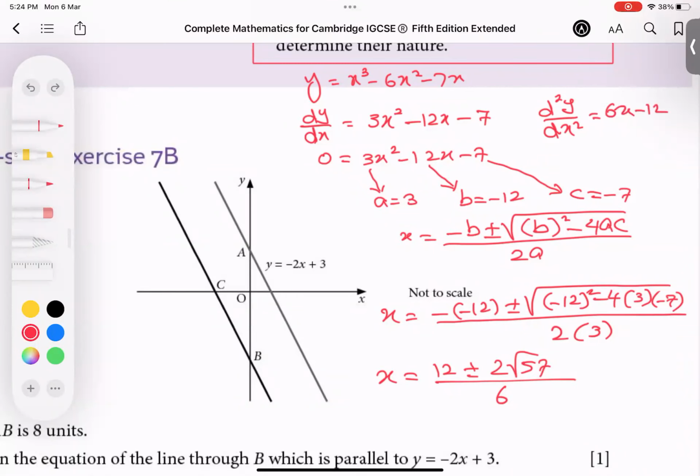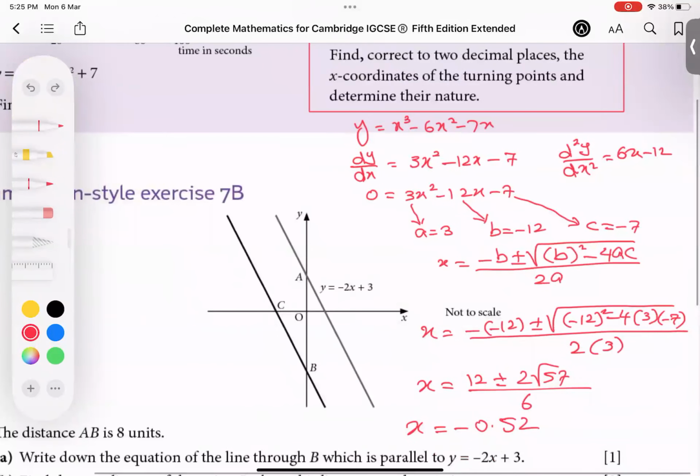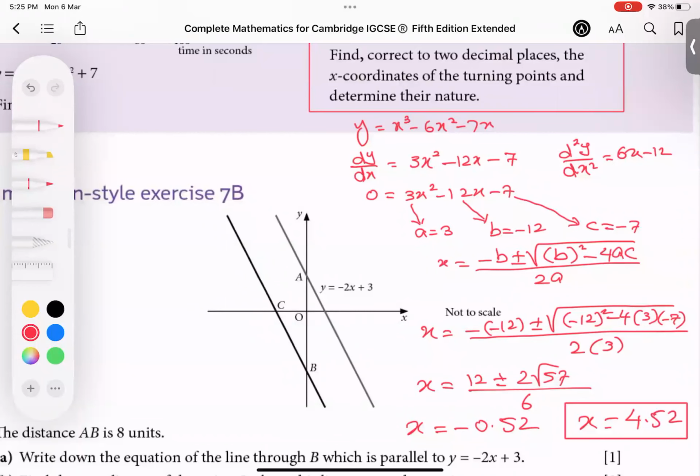So the first answer I'm getting is negative 0.52, because I think he said 2 dp, right? So rounding to 2 dp. Actually 0.516 is coming, but I make it 0.52. And the second answer I'm getting is 4.52. So I got both answers. Alhamdulillah Rabbil Alameen, no problem at all.